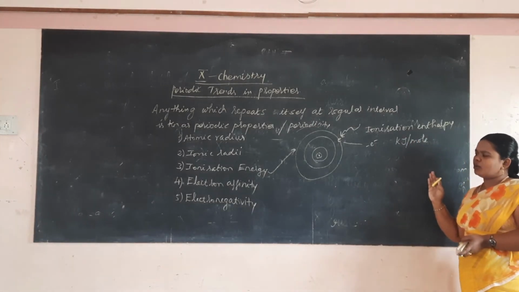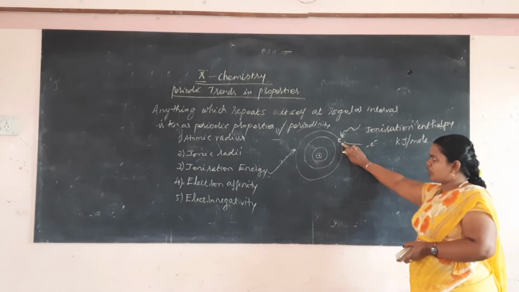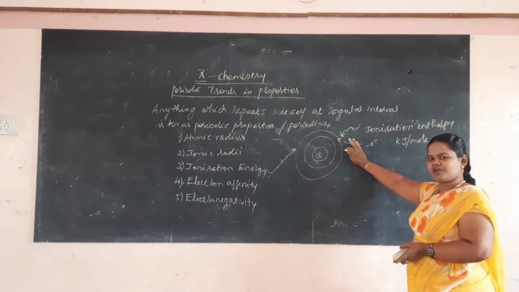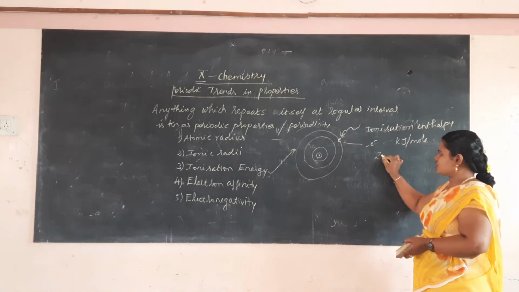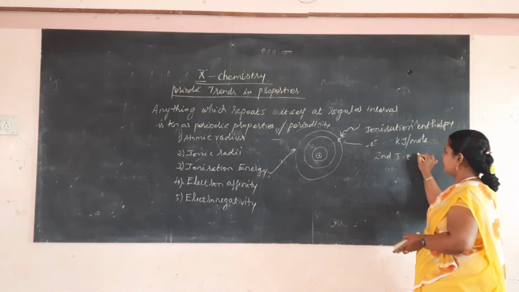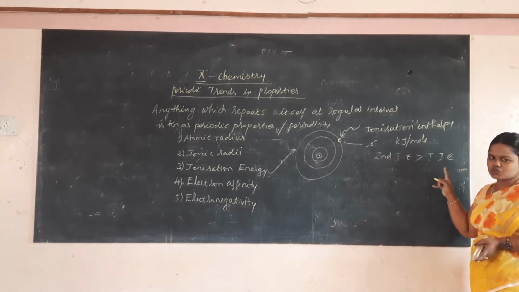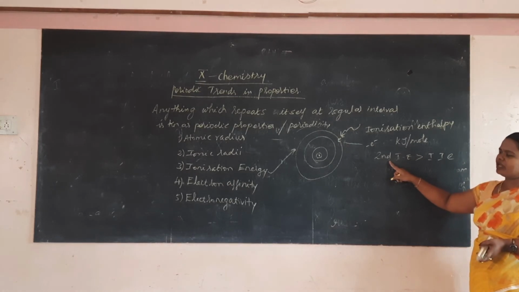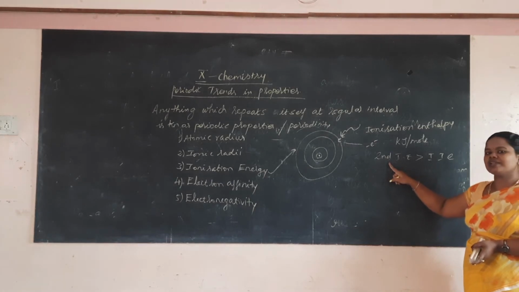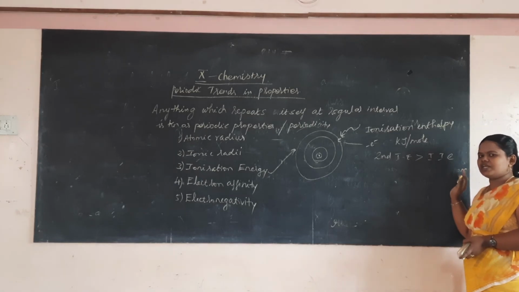When you compare the first ionization energy and the second ionization energy, we have already removed one electron, and again we are going to remove another electron. Then what about the ionization energy? The second ionization energy will be greater than the first ionization energy. What is the first ionization energy? The energy used to remove one electron. Again we are removing another electron from that atom, and the ionization energy increases. So the second ionization energy will be greater than the first ionization energy.